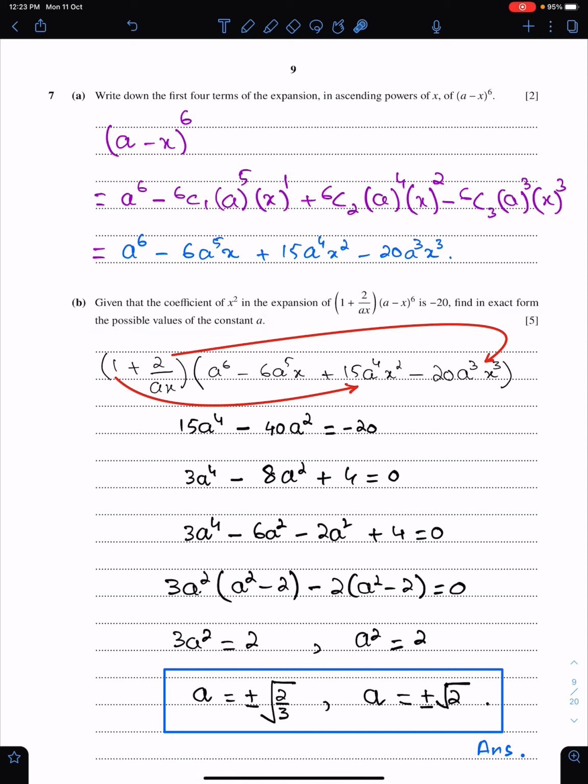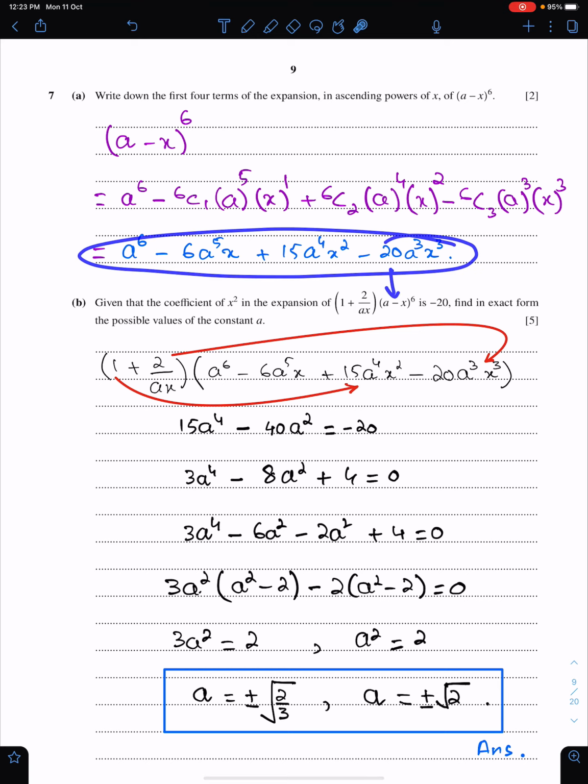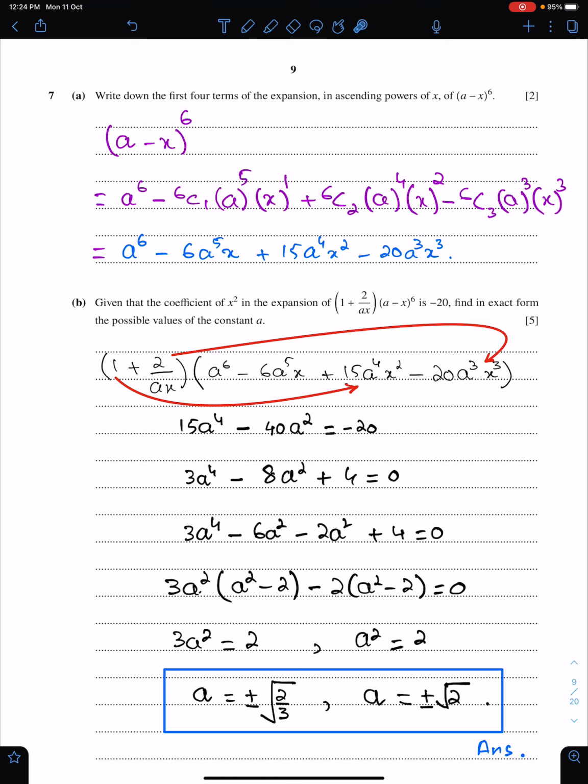So this is very simple. We need to use this answer here. So the answer of part 1 should be used here. Now we have to multiply those terms which will give us coefficients of x square. So when we multiply this 1 with this term, we will get coefficient of x square, which is 15a power 4. When we multiply this term with this last term, then we will get coefficient of x square, which is minus 40a square.